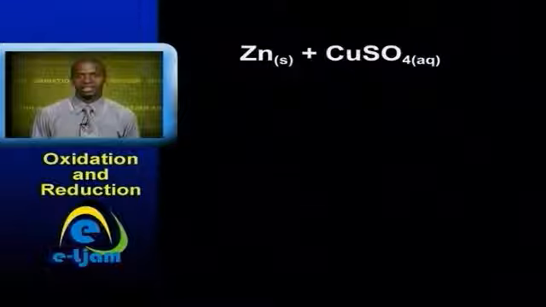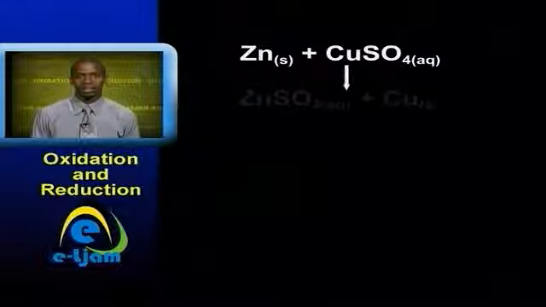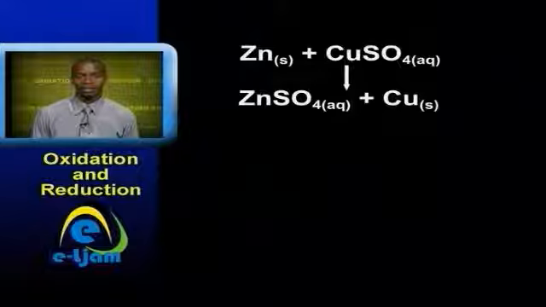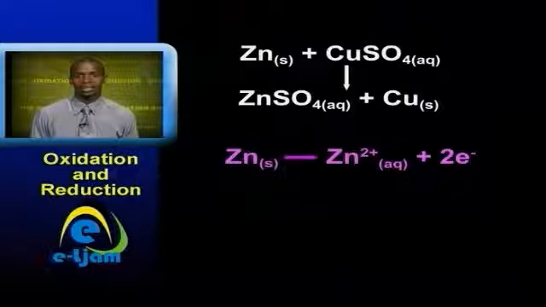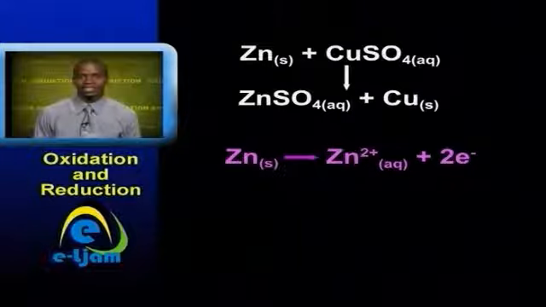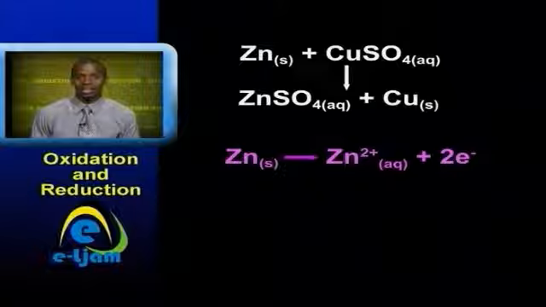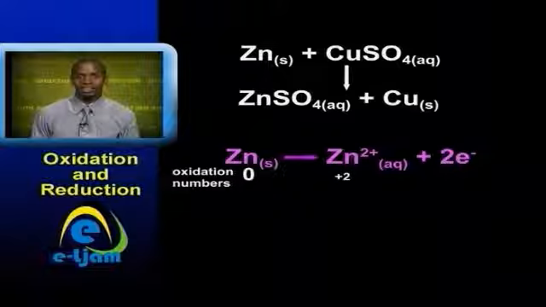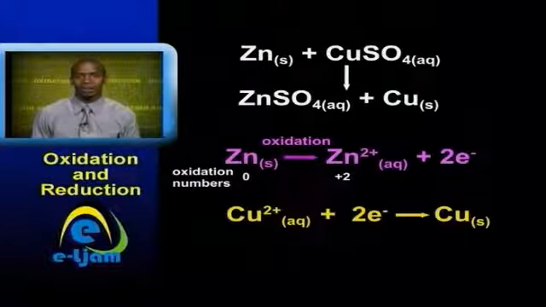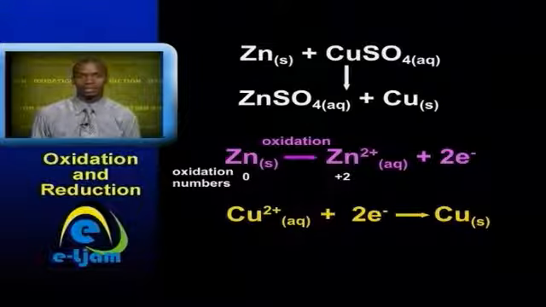In the reaction zinc plus copper sulfate to give zinc sulfate plus copper, zinc is the reducing agent and is therefore oxidized. Zinc loses 2 electrons to give Zn2+. There's an increase in oxidation number, therefore oxidation occurred. Copper sulfate is the oxidizing agent and is reduced. Copper 2+ gains 2 electrons to give copper solid.